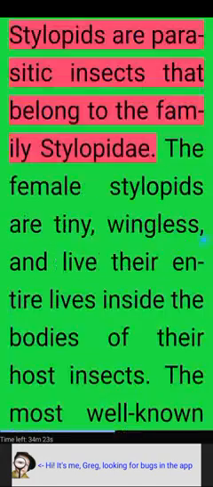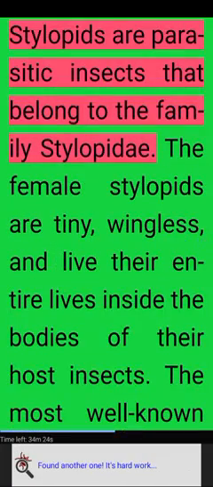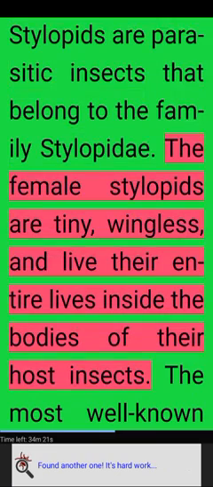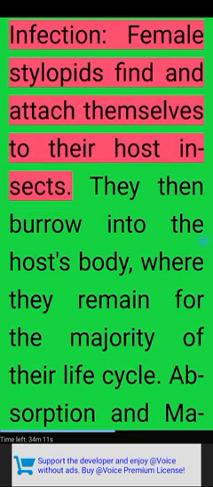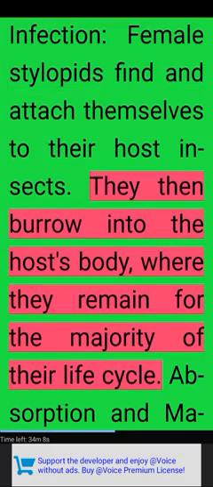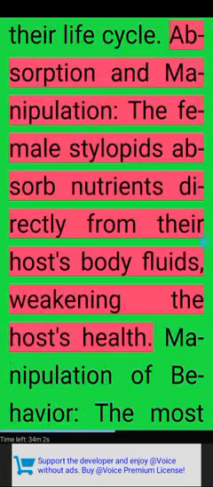Mechanism of stylopization. Stylopids are parasitic insects that belong to the family Stylopidae. The female stylopids are tiny, wingless, and live their entire lives inside the bodies of their host insects. The most well-known example is the genus Stylops, which parasitizes bees and wasps. Infection. Female stylopids find and attach themselves to their host insects. They then burrow into the host's body, where they remain for the majority of their life cycle. Absorption and manipulation. The female stylopids absorb nutrients directly from their host's body fluids, weakening the host's health.